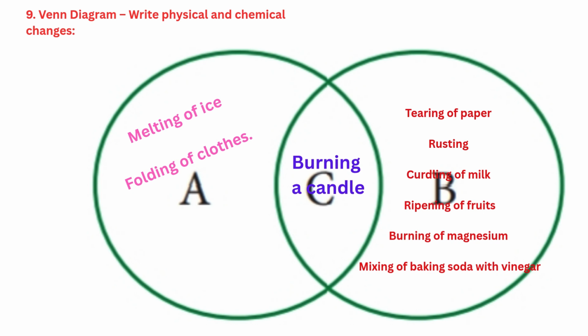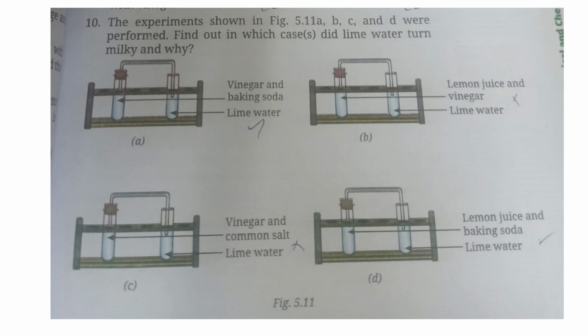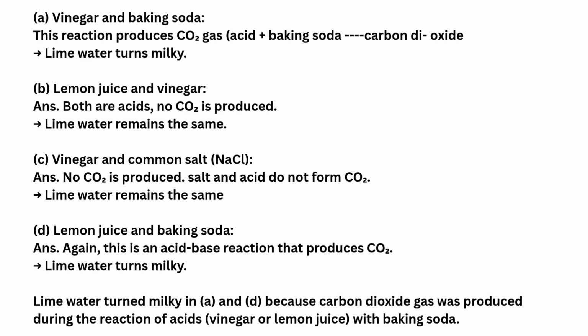Question number 10: the experiments shown in figure 5.11 a, b, c, d were performed. Find out in which cases lime water turns milky and why. Vinegar and baking soda: this reaction produces carbon dioxide, because as vinegar reacts with the baking soda, it releases carbon dioxide, which turns lime water milky.